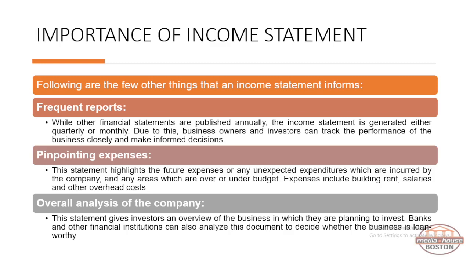And then it also pinpoints expenses. The statement highlights any unexpected expenditure which is incurred by the company, and any areas which are over or under budgeted. The expenses include building rent, salaries, and the other overheads that are involved in the operation of the business and the overall analysis of the company.